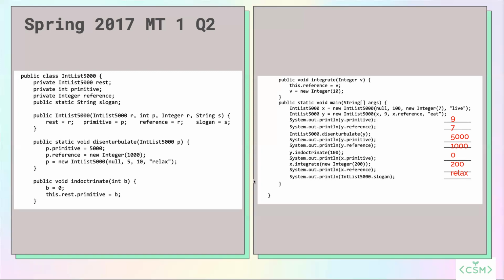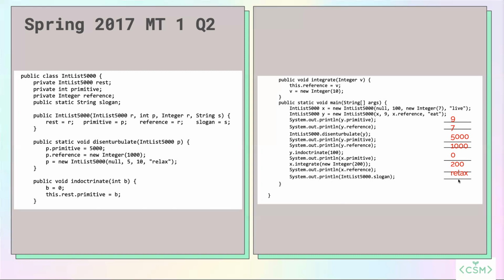All right, just to go over the last two. After this line here, we call x dot integrate on new integer 200. What that does is we go into integrate here and we set the reference of x to be 200. So that's why we get this line here. And this last line is a bit tricky. Now we call int list 5000 dot slogan, and that gets us relax.